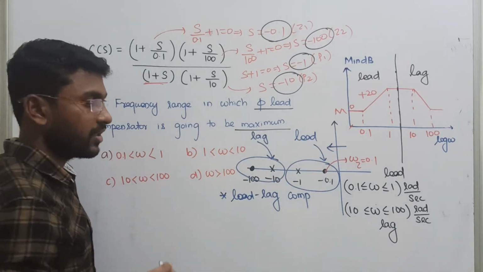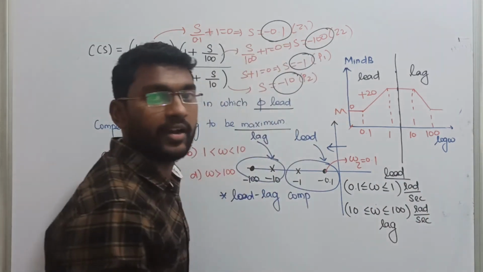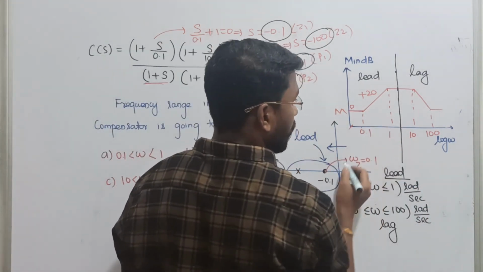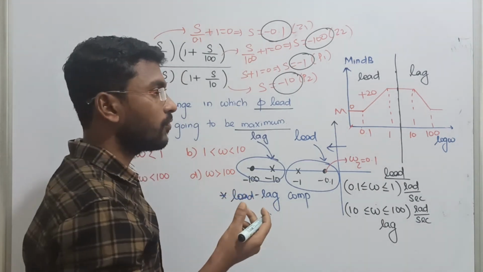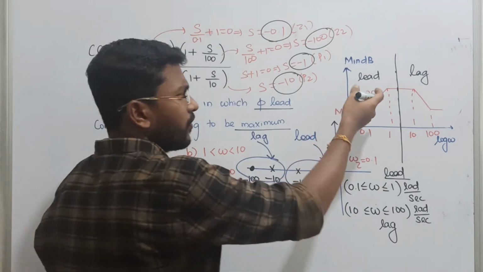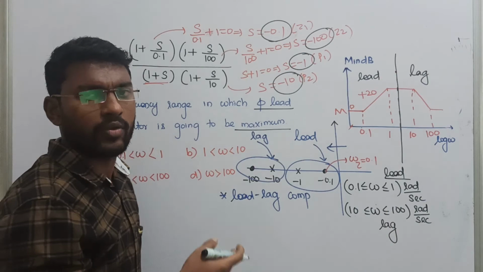Where is our lead compensator? This is the lead compensator. So between these two points, your phase angle is going to be maximum for the lead compensator. You can draw the waveform. If you draw the phase angle for this, you get the waveform. You know how to draw.